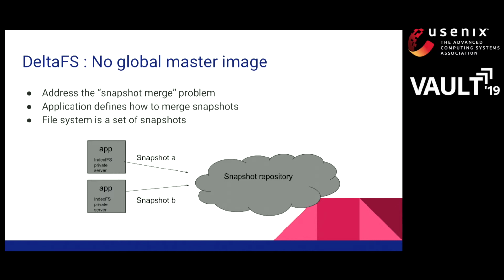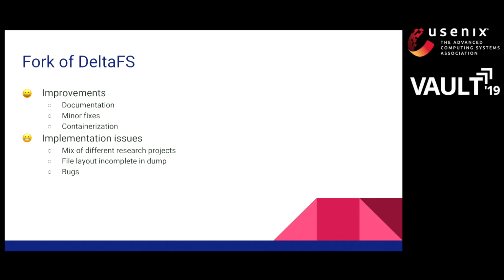So the workflow is like this. We have two clients. One makes a snapshot, and the other makes a snapshot. Those get pushed into, for example, Ceph, but it could be anything. It could be EFS. And another auxiliary server will pick up those two snapshots and merge them together and create a new snapshot. So the file system is nothing more than a set of snapshots. So now you're left with the problem that I have to manage the set of snapshots. And that's the workflow issue, which I'm interested in.